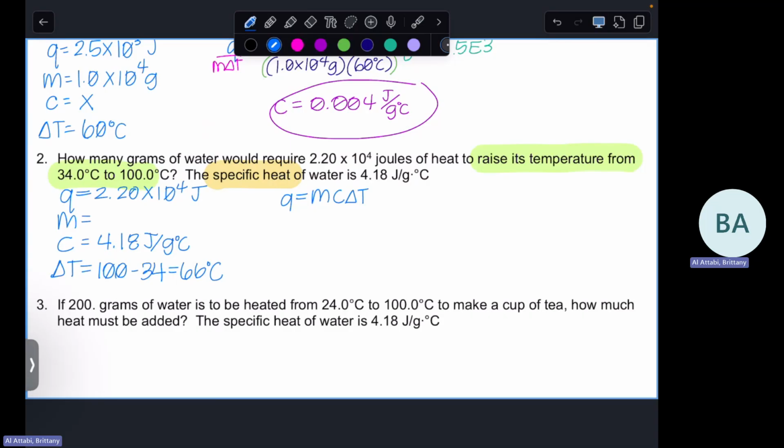All right, so we're solving for M. How do I get to M by itself? Divide by C.